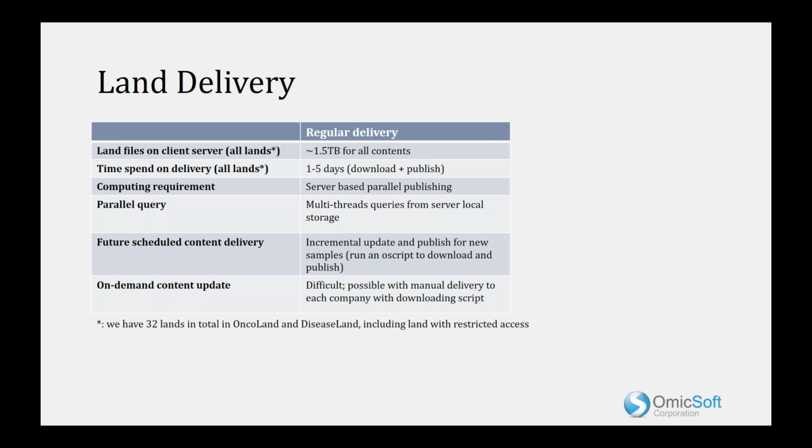For those 32 lands, the total size after publishing is 1.5 terabytes. For the total time spent on delivery in the last release, we saw 1 or 2 companies that could finish in 1.5 days, and we saw a few companies that had to spend almost 5 days. It depends on the downloading speed and whether the machine is powerful enough, because the delivery is to download the LV and TLV files, which are the building blocks for the land. Once downloaded, it uses your server to do the parallel publishing. So for some companies, it takes 5 days.